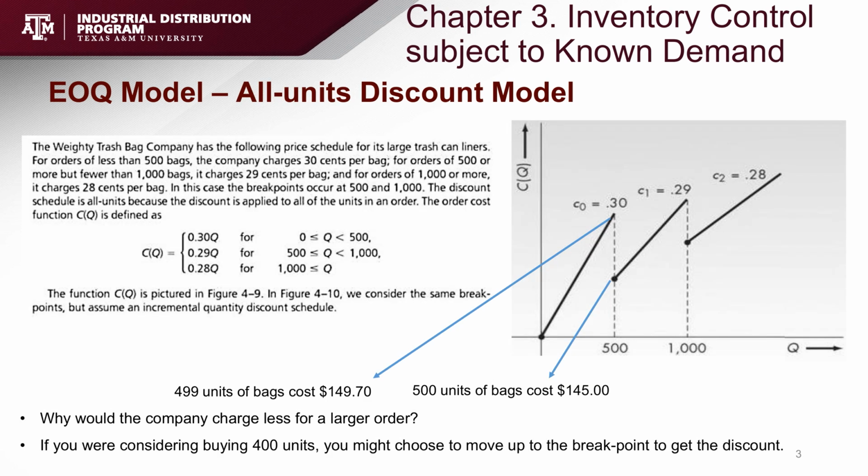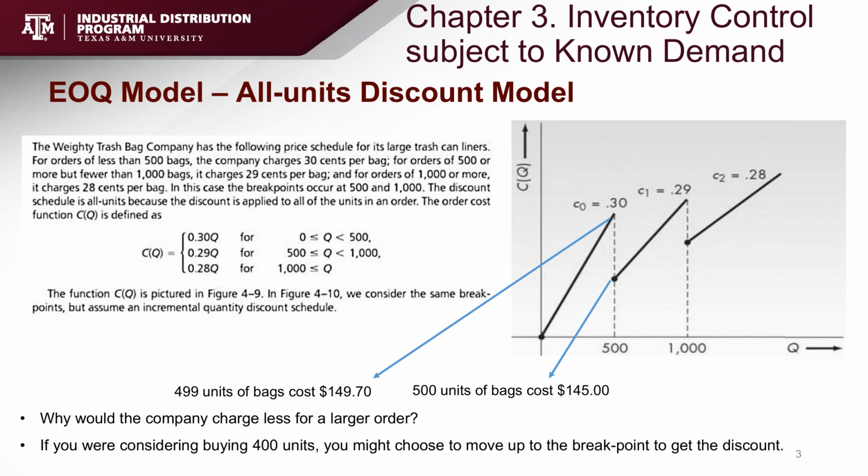Let's look into the example in the textbook, the Weighty trash bag company and its large can liners. Their price schedule works like this. Under 500 bags, you pay 30 cents each. From 500 up to 1,000, it's 29 cents. And at 1,000 or more, it drops to 28 cents. The breakpoints then sit at 500 and 1,000.